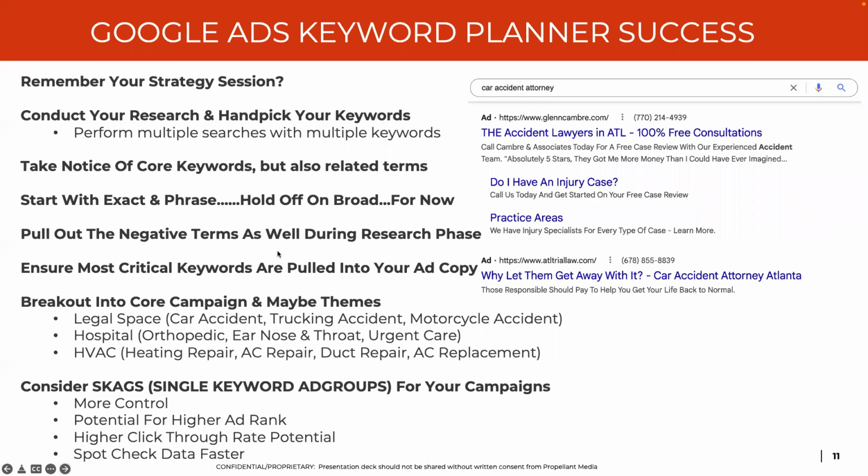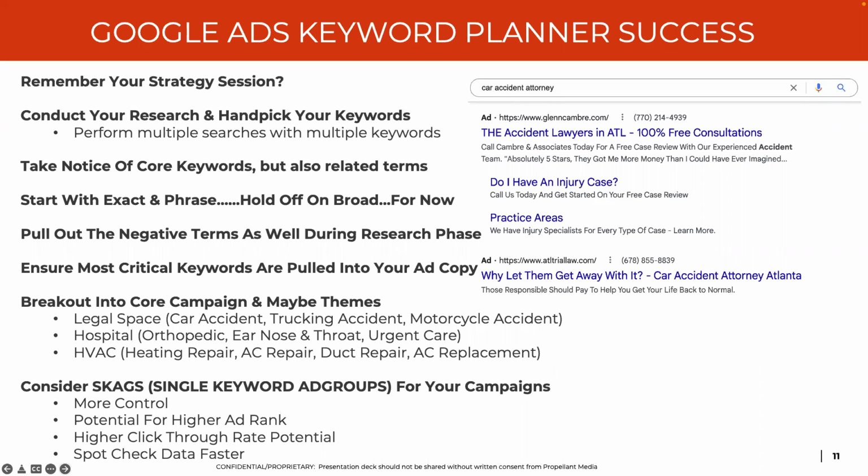Pull out the negative keywords as well during the research phase. So don't wait until you start getting traffic. And also, I think internally, we have a list of keywords that we always use as negatives. Everyone within your agencies, as well as direct brands, should always think about the terms that you do not want to show up for. You also need to ensure that those critical keywords are pulled into your ad copy.